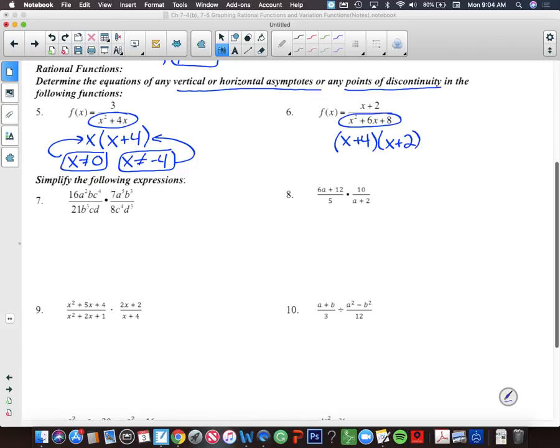Okay, so right there you can see something cancel. Looking between the numerator and denominator, that x plus 2 will cancel. Remember when things canceled out? That was a hole. So I got x can't be negative 4 from that one. That's an asymptote. And then from the other one over here, I got x can't be negative 2. And that's a hole.